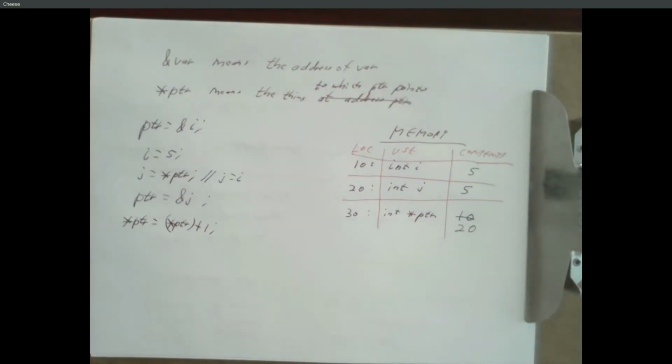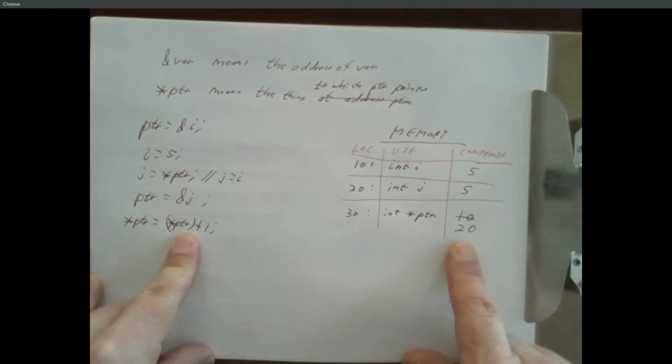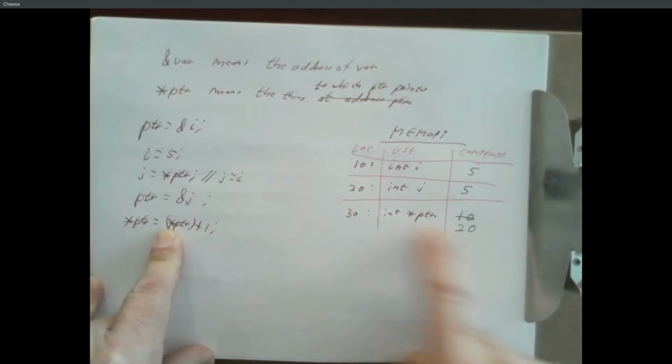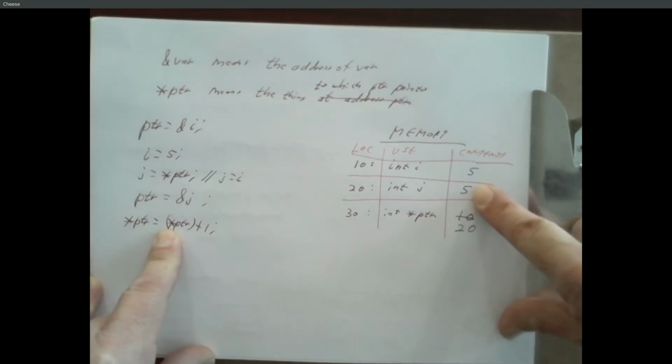All right, star pointer equals star pointer plus 1. So how does that play out? J becomes 6. Why? Because the thing that pointer points to gets incremented. Okay, so pointer is 20. Star pointer is the thing to which it points. That's this 5 right here.